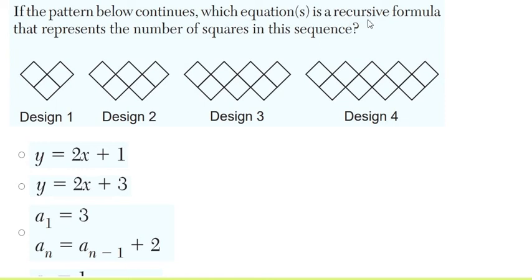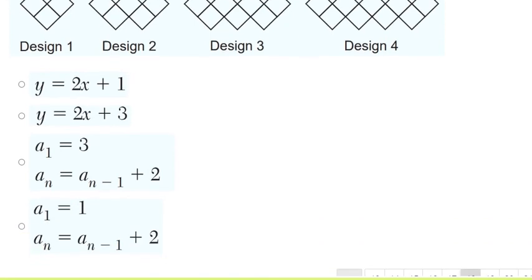because this is a sequence. Y equals 2x plus 1 is not recursive. It does not give me a starting point. Y equals 2x plus 3 does not give me a starting point. So neither one of those satisfies the condition of a recursive formula. For a recursive formula, somebody has to tell me that I'm starting with 3 squares. So we look at the last two choices.